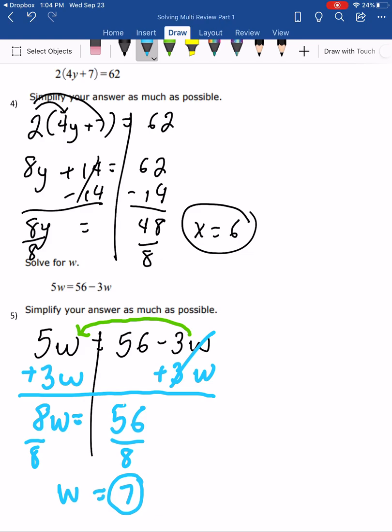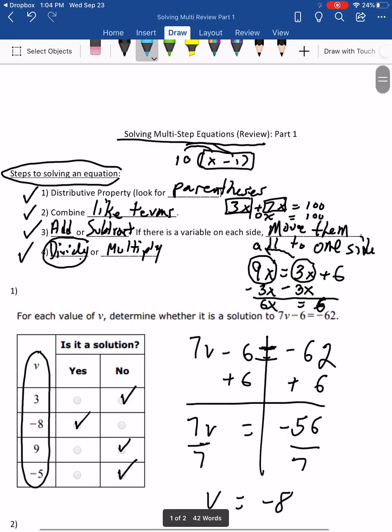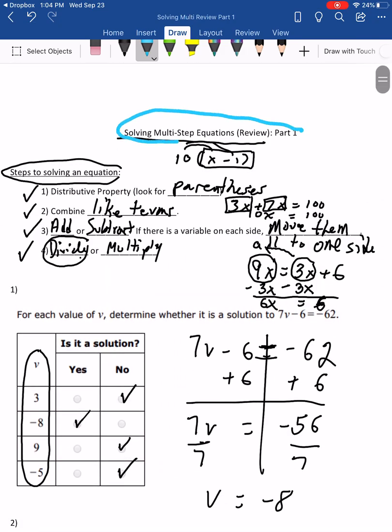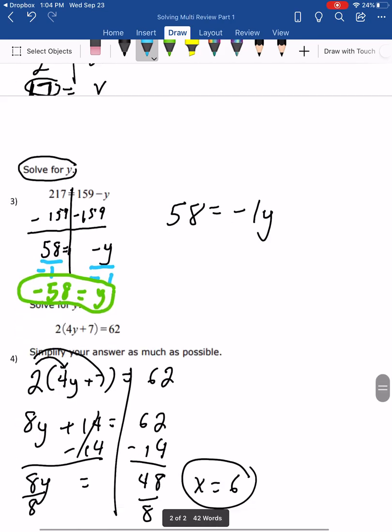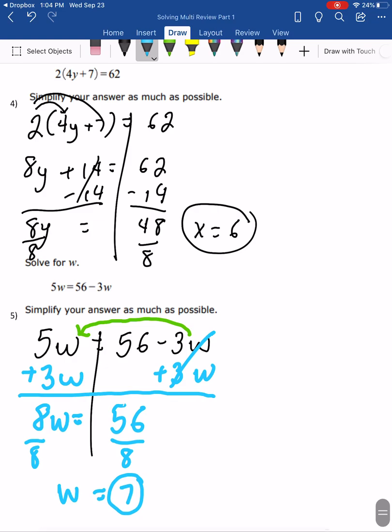Okay, so again, the first assignment is called Solving Multi-Step Equations Review, Part 1. It has 25 questions, I believe. Again, this should all be a review. If you're struggling with anything, please send me an email. We can make an appointment to do a Google Meet, or we'll figure out something. But really, this should be a review for everyone. There shouldn't be anything new learned here.